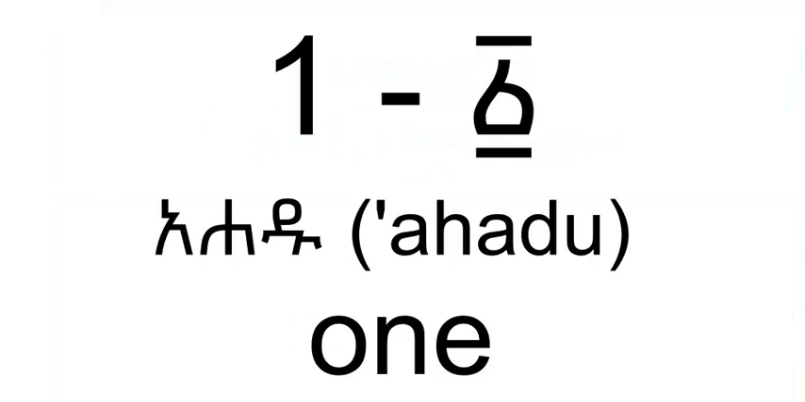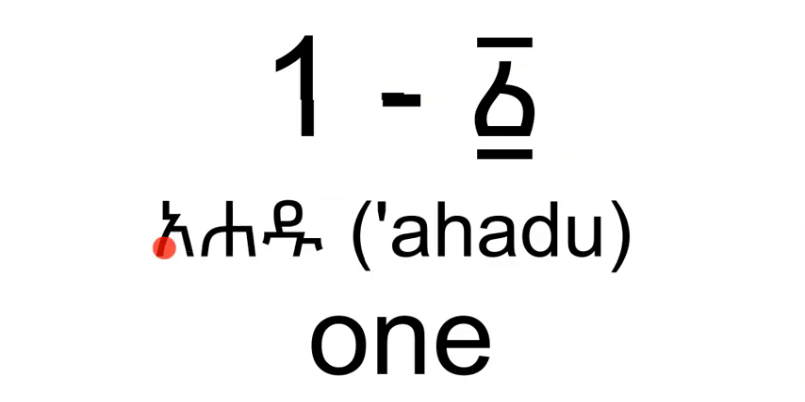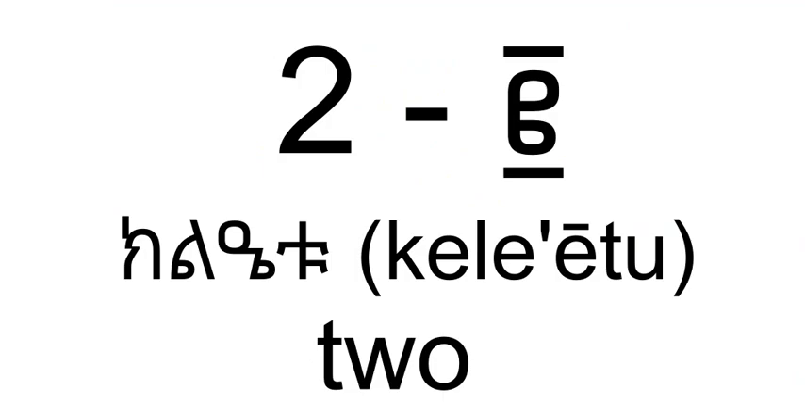This is a symbol for GES number 1. You pronounce it like this. Ahadu. This symbol stands for 2. Say it this way. Kal-e-2.